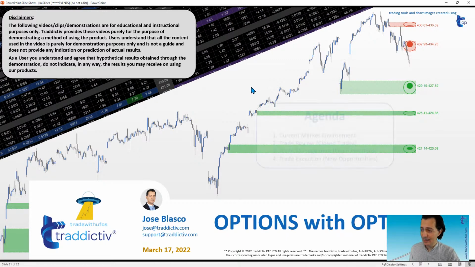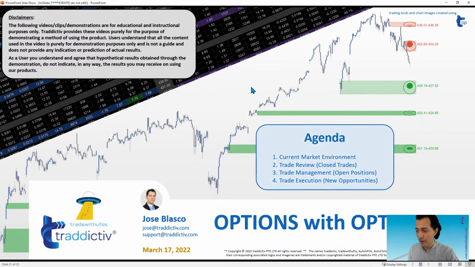With that said, the plan for today, as always, is a very mechanical approach. We're going to be looking at the market. We're going to be looking at trades that we have, review such trades, see if any trade management action needs to be taken, and from there, move to looking for new opportunities in the market. That's the plan.